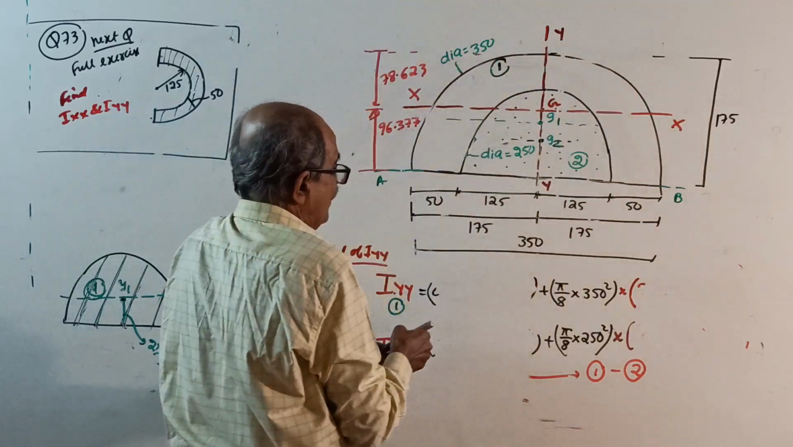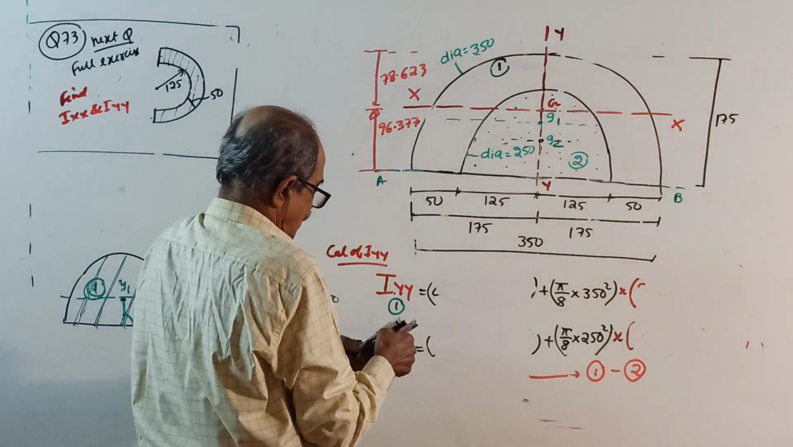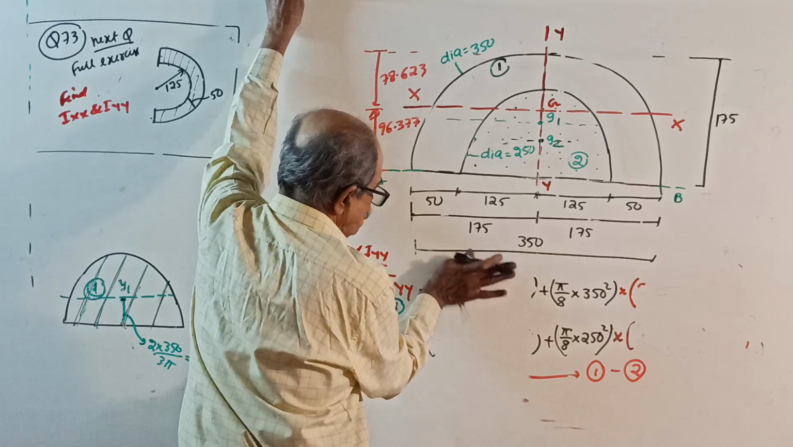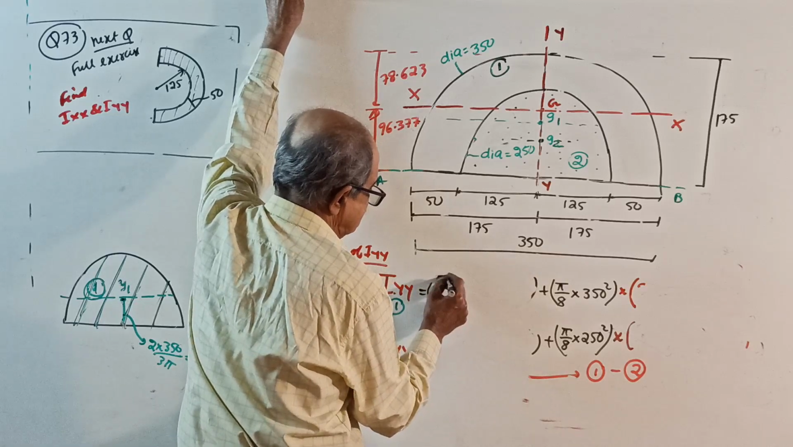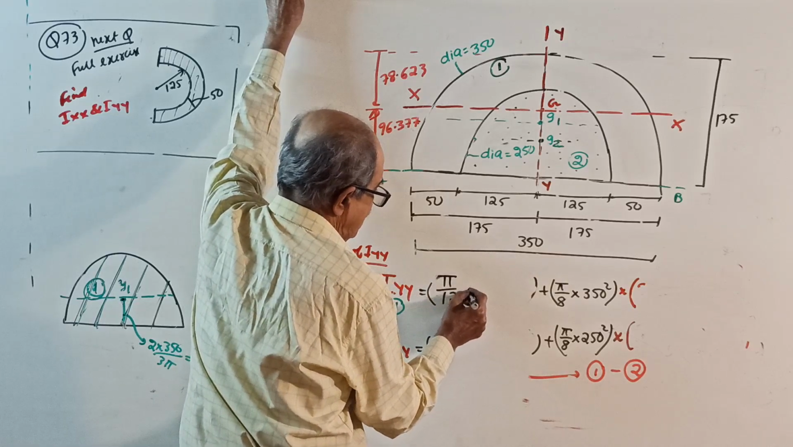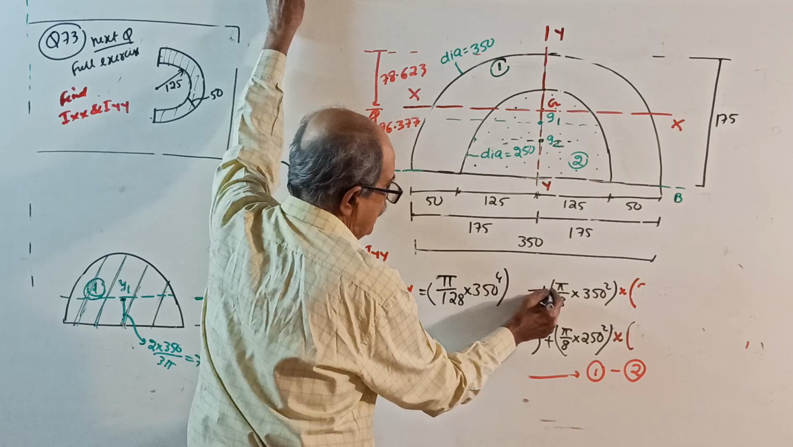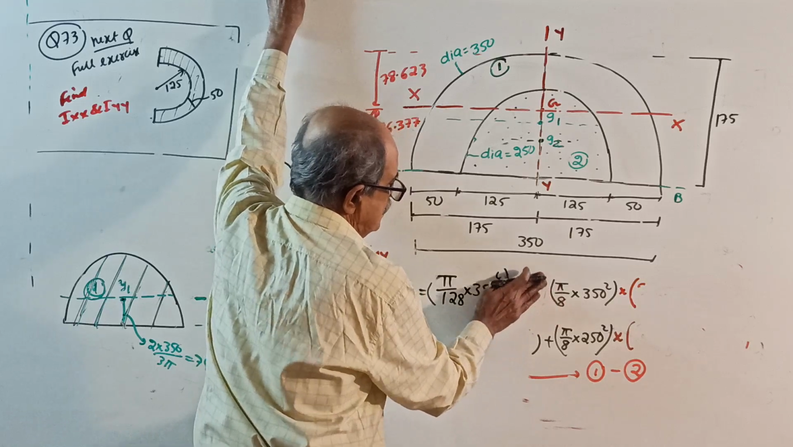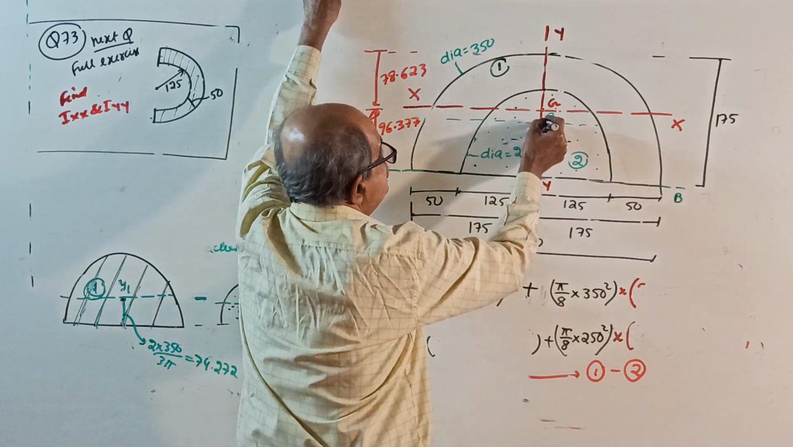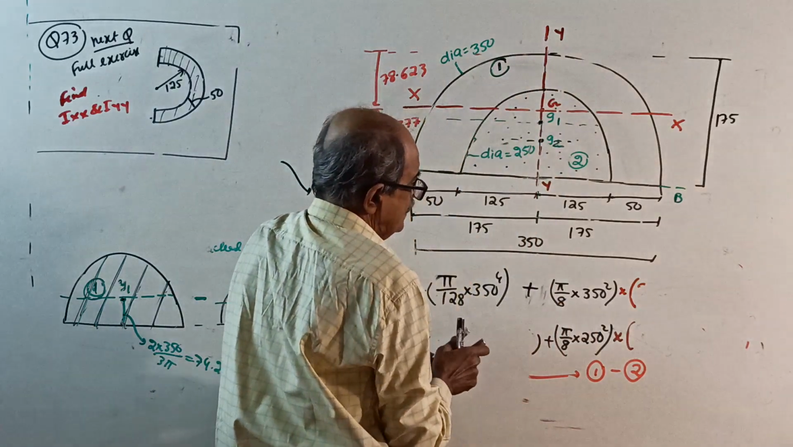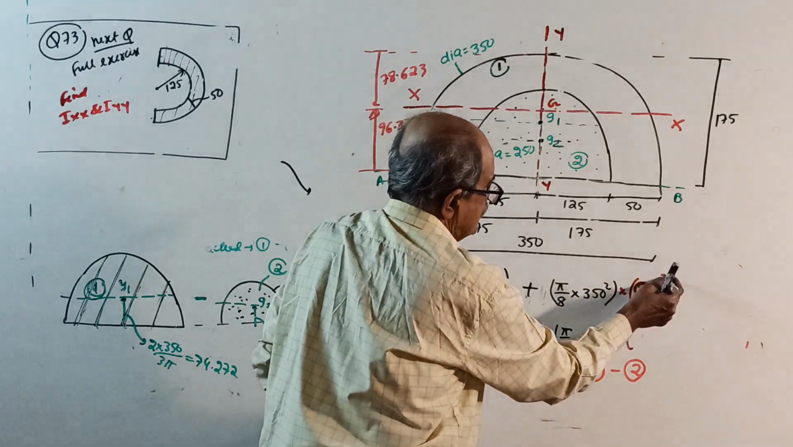Oh, this is symmetrical. So not the decimal now. Now it is pi by 128, this also I told you thousands of times. Nobody should ask. Pi by 128 into 350 power 4 plus area into the distance from centroid G1 to YY, since G1 lies on YY. So into what? 0 square.